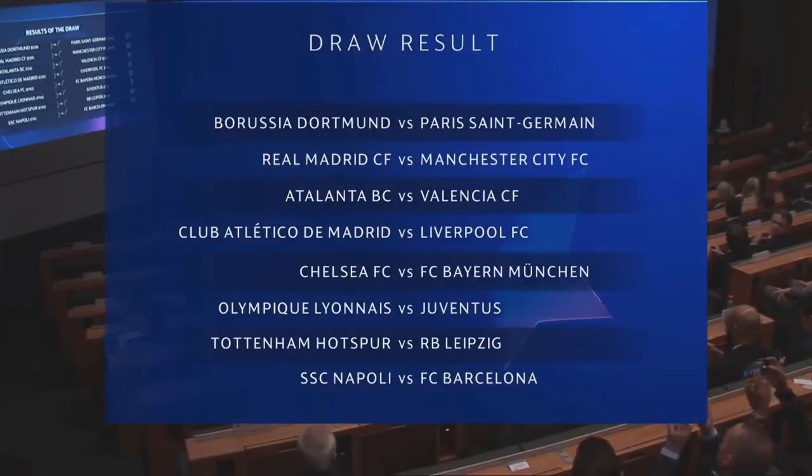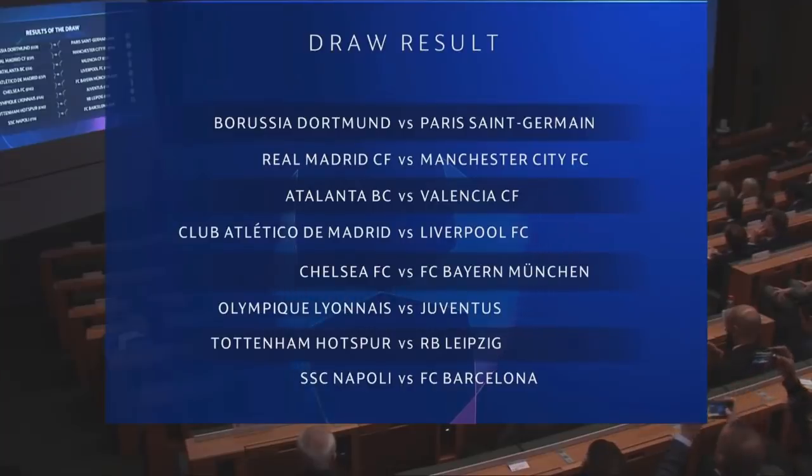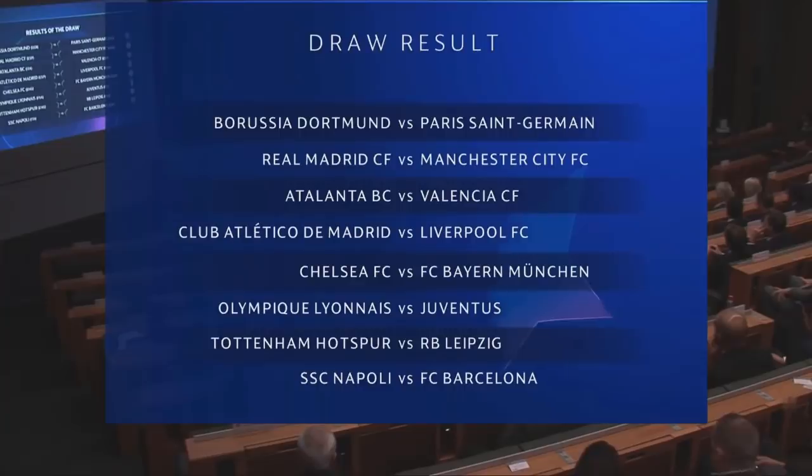So I can run you through the matches very quickly. Borussia Dortmund taking on Paris Saint-Germain. 13-time winners Real Madrid playing Manchester City. Atalanta, Valencia. Atletico Madrid versus the defending champions Liverpool. Chelsea taking on Bayern Munich. Olympique Lyonnais versus Juventus. Tottenham Hotspur facing Leipzig. And Napoli taking on Barcelona. Wow. The first legs of this competition.